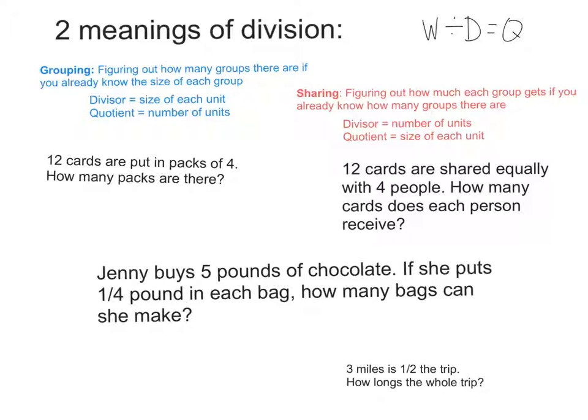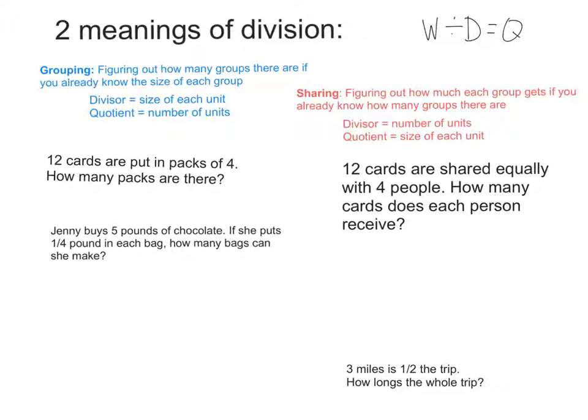Do we know how much chocolate gets shared into each bag? Ben, how much chocolate gets shared into each bag? I don't know. How much chocolate are we putting in each bag? 1/4 of a pound. Yeah, we're putting 1/4 of a pound. So do we already know how much each group gets? Each group of chocolate gets how much chocolate? 1/4 of a pound. Do we know how many groups of chocolate there will be? So if we're trying to figure out how many groups there are, is this grouping or sharing? Grouping. Good. Let's put it on the grouping side.